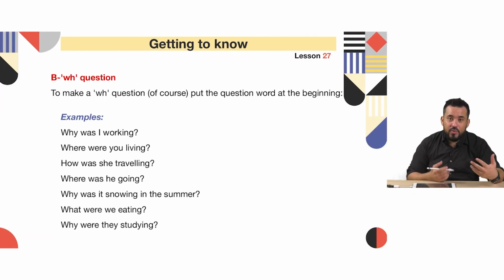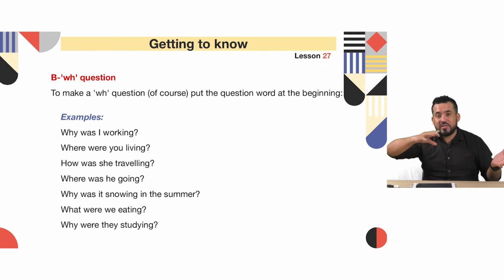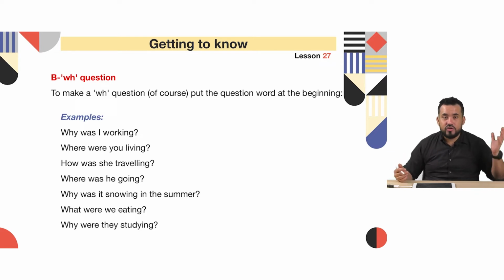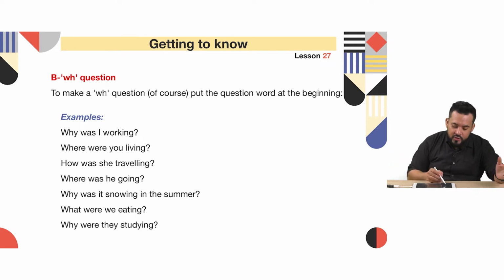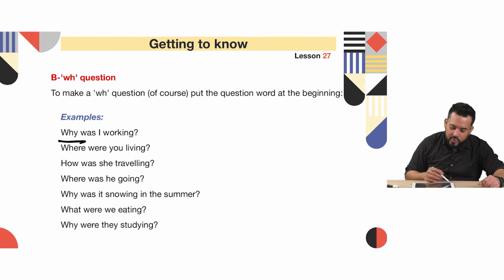Now, if you have a WH question, as usual, you add it to the very beginning of the sentence, and the rest of the sentence follows the same structure. So we will put the question word first, followed by the auxiliary, followed by the subject, then the verb. Why was I working? Where were you living? How was she traveling?